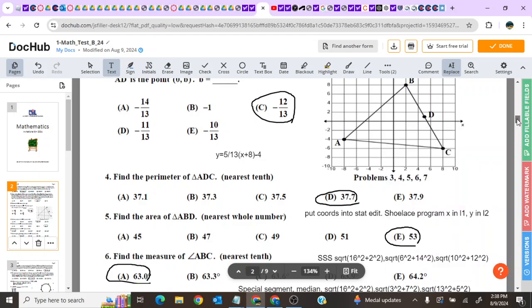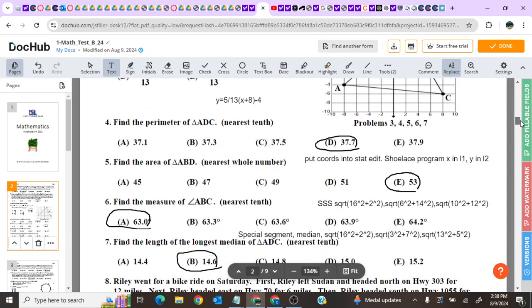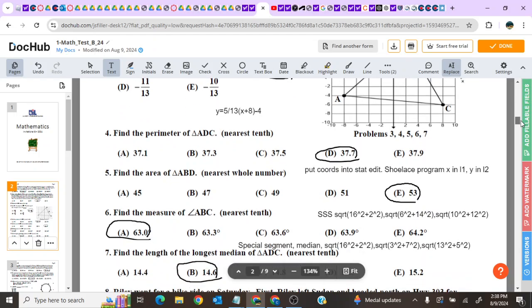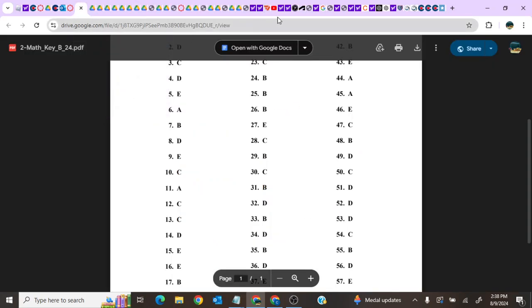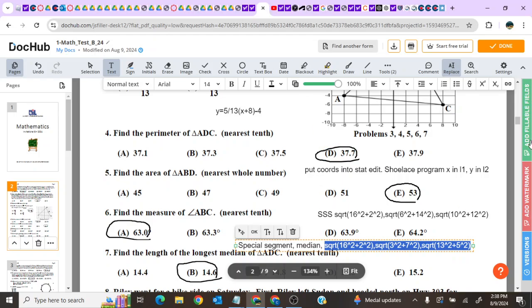And then, find the longest median of ADC. This is pretty much the same thing. We also have a program for this, special segments, medians, and then put in all the sides, calculated the same method I mentioned earlier. Look for the longest one that it gives you, and it should be 14.6. Checking this to make sure I didn't mismark it.